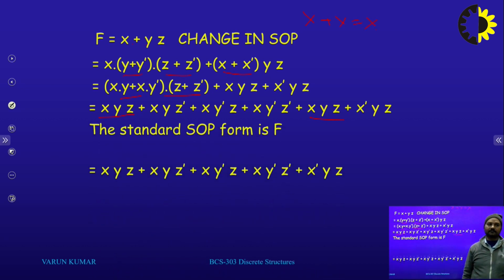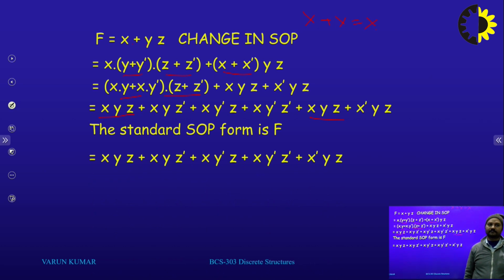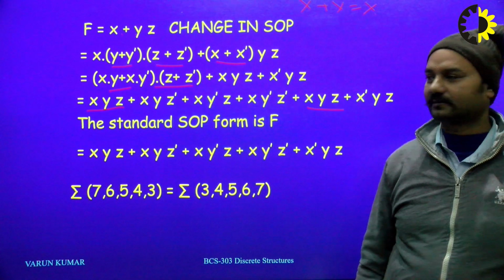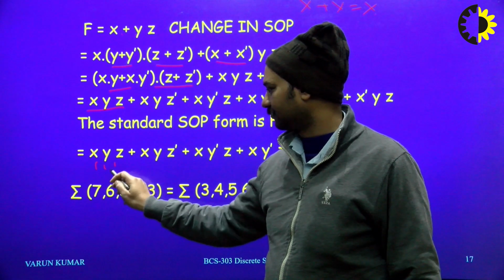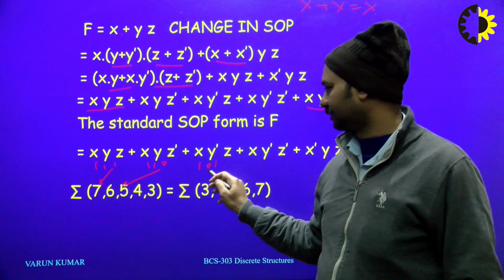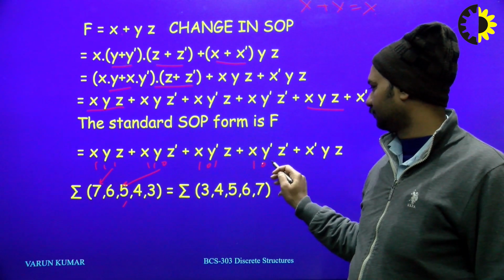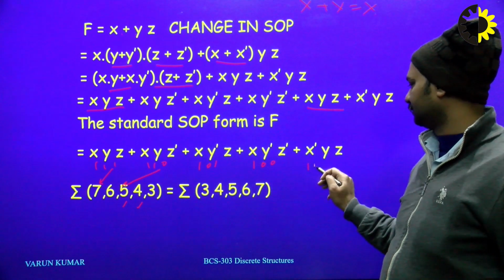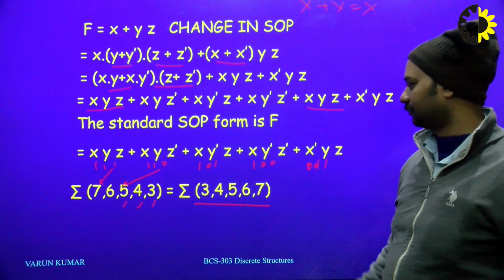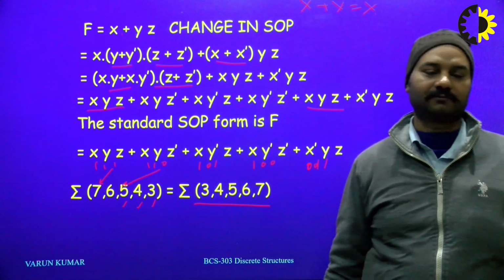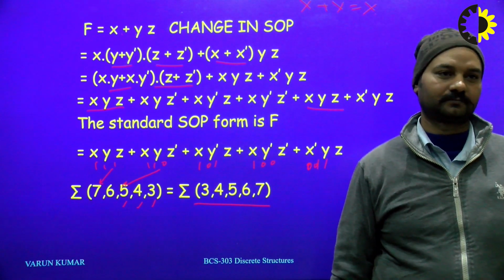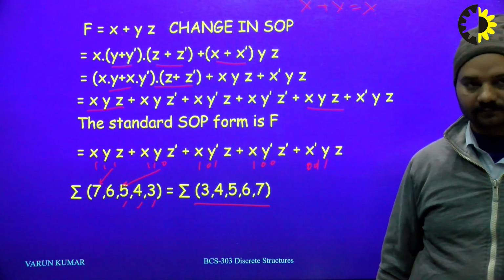So what is the standard form? That is the standard form. And we convert this, that is 1 1 1 becomes 7, then 1 1 0 becomes 6, then 1 0 1 becomes 5, and 1 0 0 becomes 4, and 0 1 1 becomes 3. We write in the sorted order, that is 3 4 5 6 and 7. So it can easily be reduced into the standard form of the expression. Thank you.